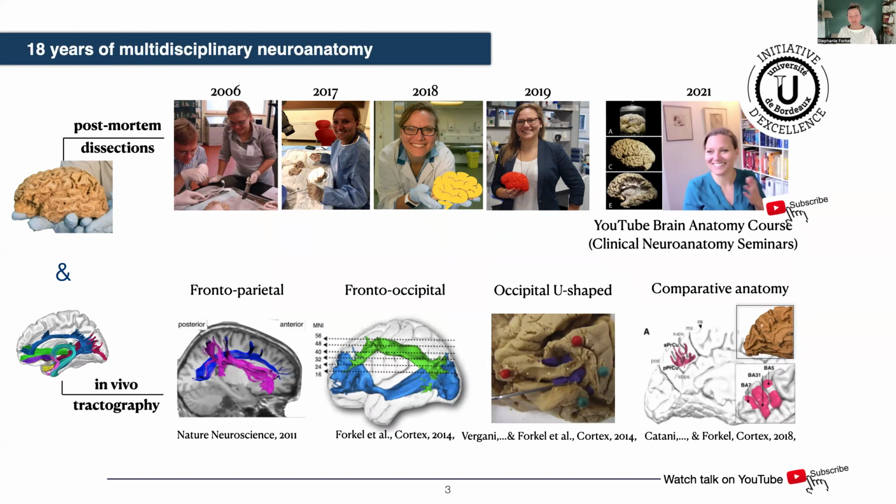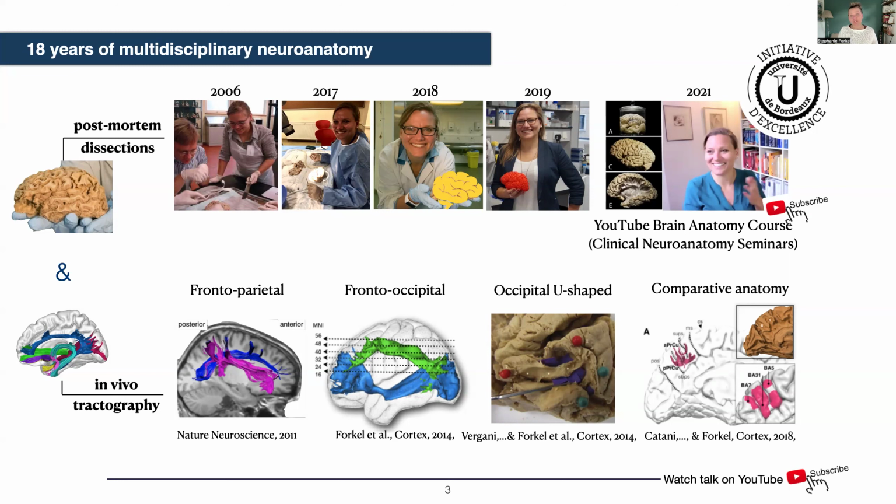Now, the advantage of the second method is that it is based on MR imaging, so we can repeat our sampling and we can also collect data from large groups of participants. And obviously it is in vivo, which comes as a big advantage.